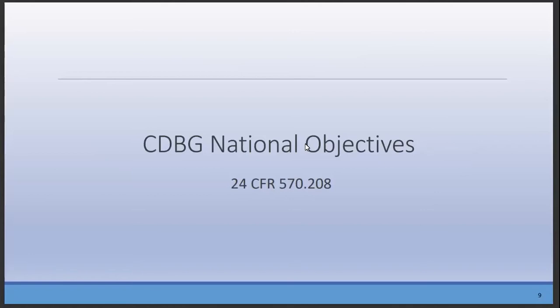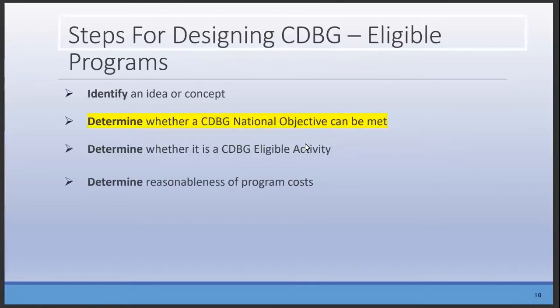Regulations concerning the CDBG national objectives can be found on 24 CFR Part 570.208. Determining if your idea or concept meets a CDBG national objective is the second step in designing a CDBG eligible program.